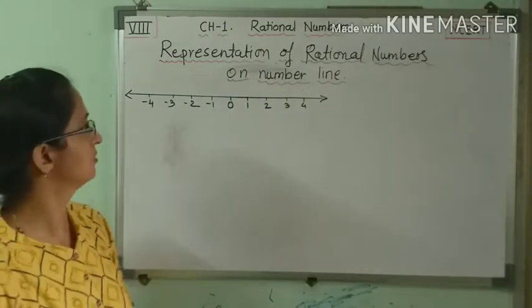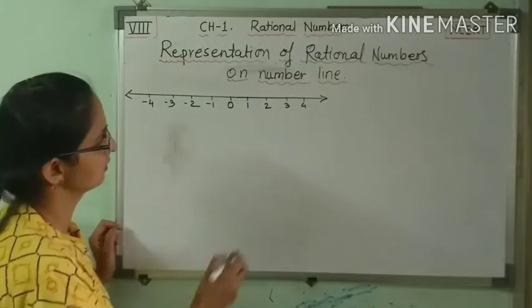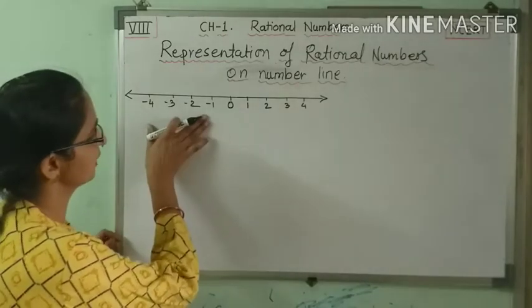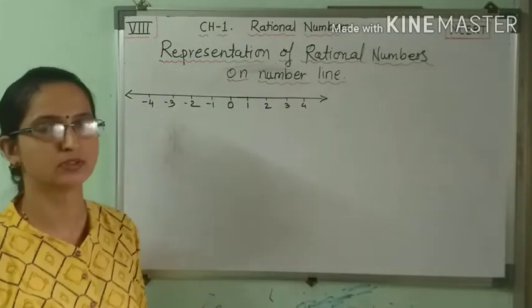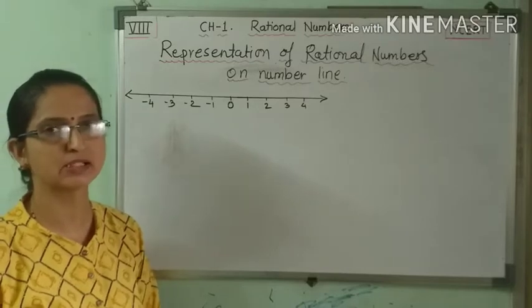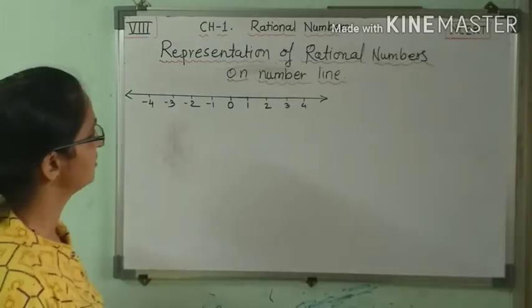As you already know, there is 0 in the middle of the number line, all positive numbers to the right of the number line and all negative numbers to the left of the number line. Now what about rational numbers? How to represent rational numbers on the number line? Let us take an example.